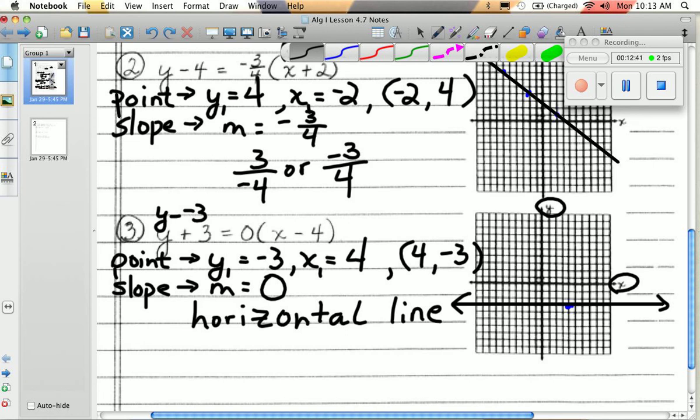Okay, anybody got questions about any of these three? Being able to take an equation already given to you in point slope form, pulling out a point from it, pulling out the slope from it, and being able to graph the line. Okay, then let's go to the back side and see what we're going to practice back there.